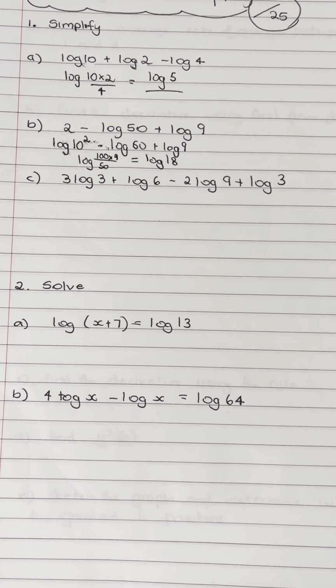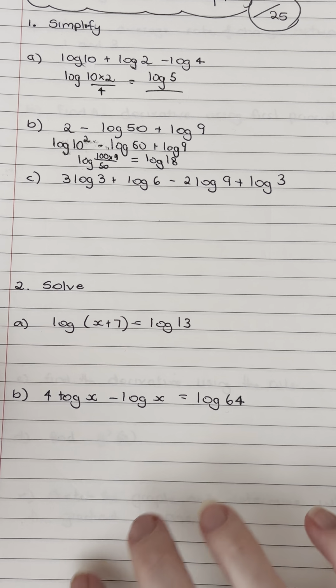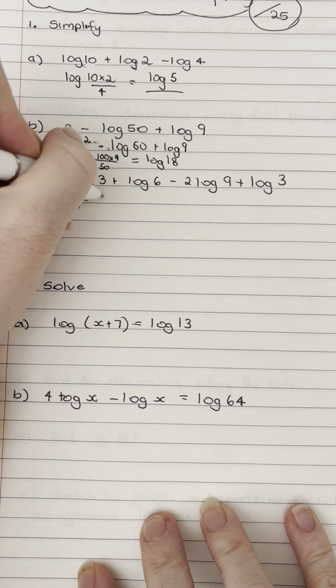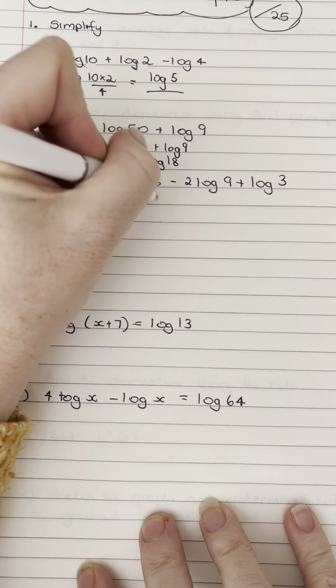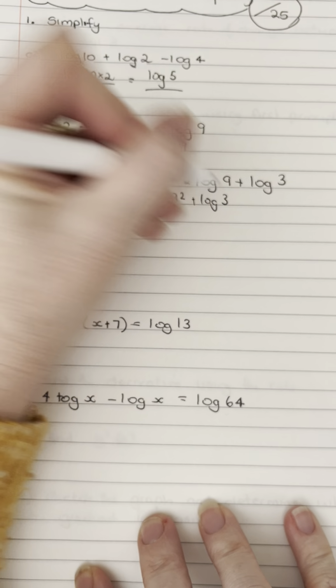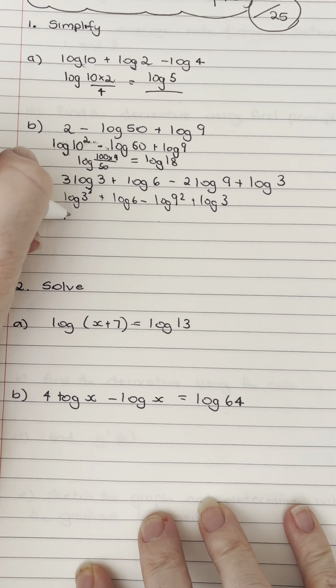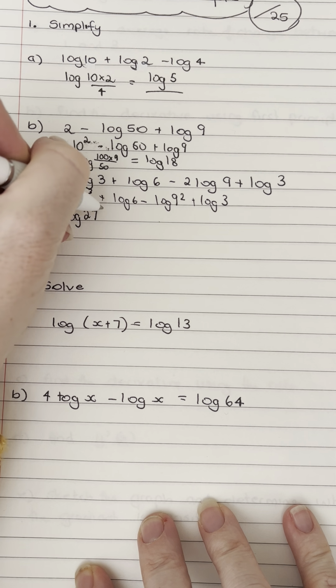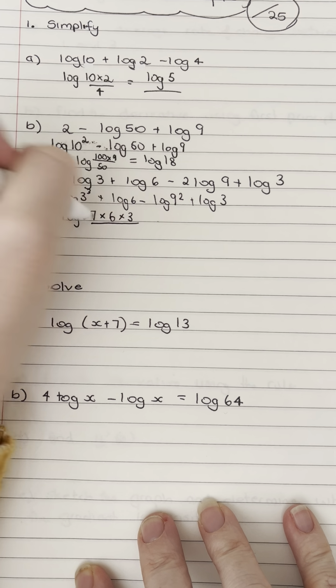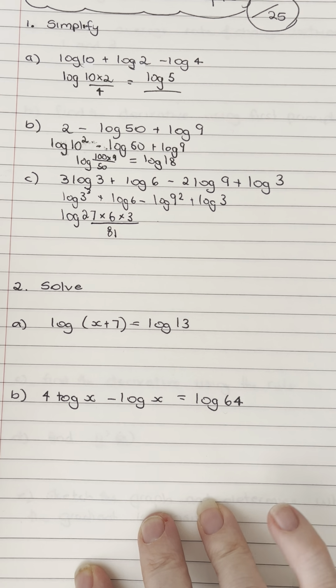Then we've got one where we have some coefficients in front, so we're going to take them up to the top first. So we'll make that log 3 cubed plus log 6 minus log 9 squared plus log 3. So now we're going to bring together all the pluses and multiply those. So 3 cubed is 27. We're going to multiply that by 6, and we're going to multiply that by 3, and on the bottom we have the 81.